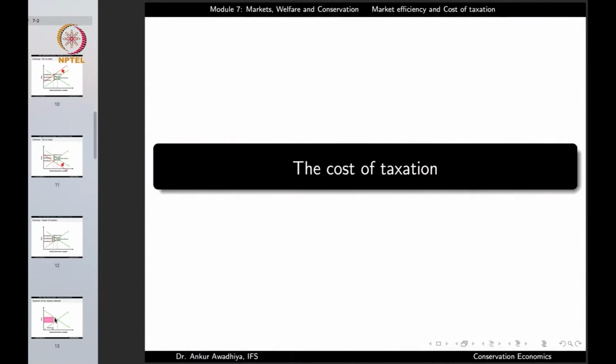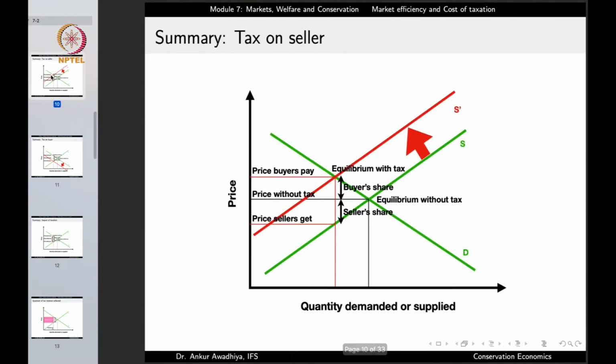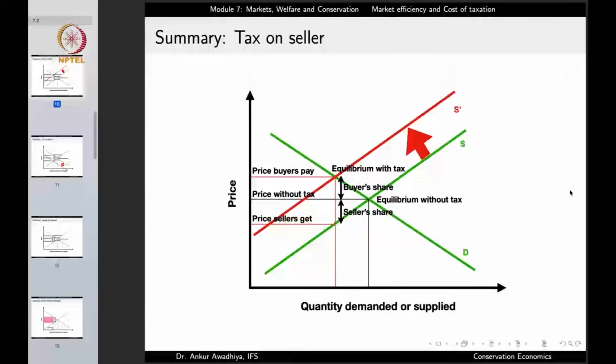So before we look at the cost of taxation, let us summarize what we had seen before. The taxation can be imposed on a seller. So in this case, the government may say that, okay, whenever the seller sells a good, the seller will be taxed. So say the government says that for every pen that the seller sells, the seller will have to pay 50 paise of tax.